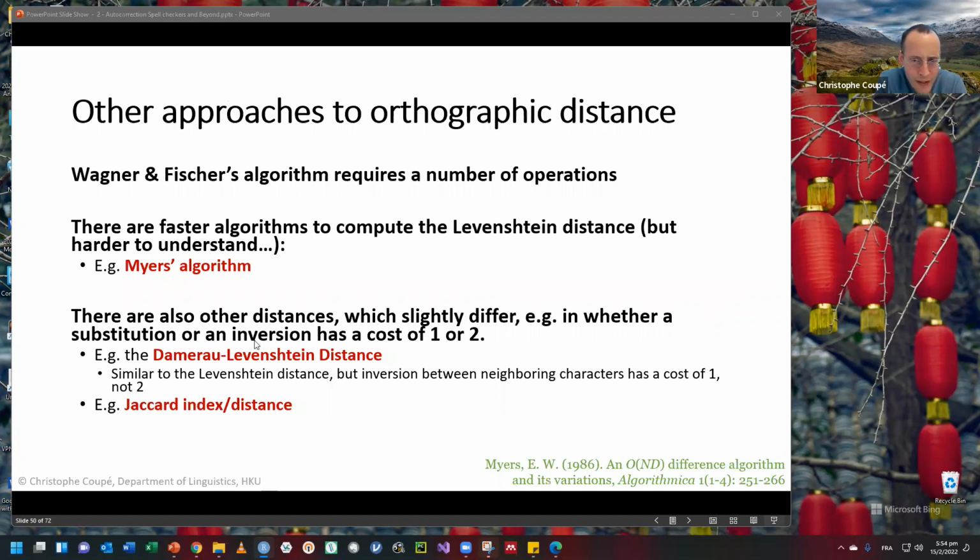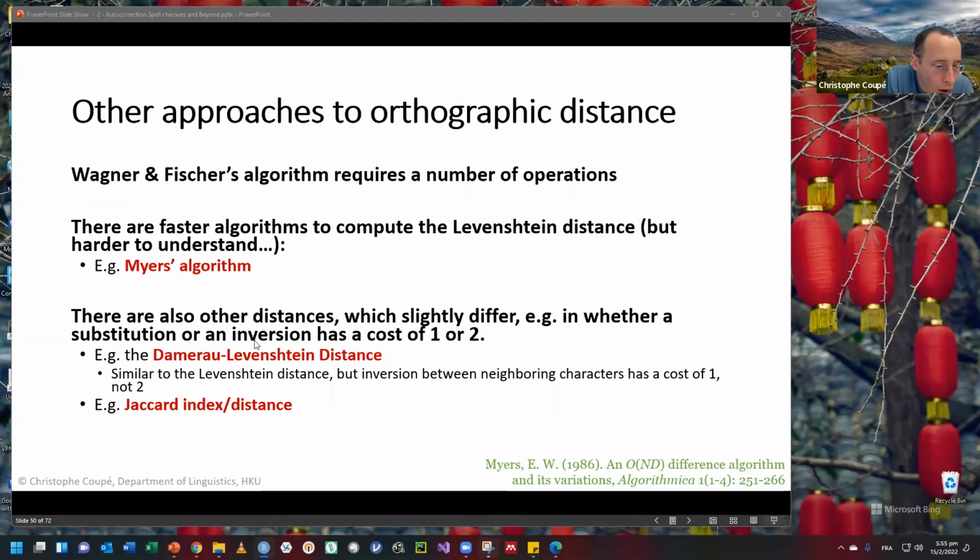What I want to tell you is that that's one way to do it. Wagner and Fisher's algorithm. There are actually faster algorithms to reach the same result, but they are not so easy to explain. So for instance, in 1986, Myers and collaborators published another algorithm that is faster, where you don't have to do as many operations as this one.